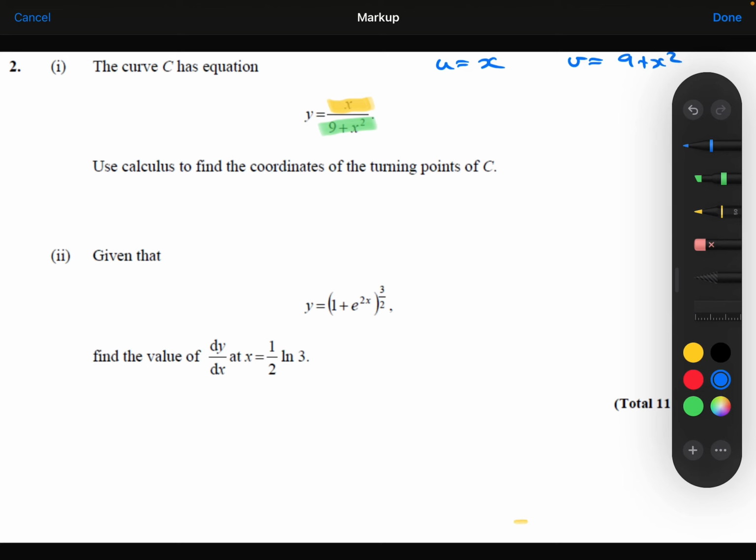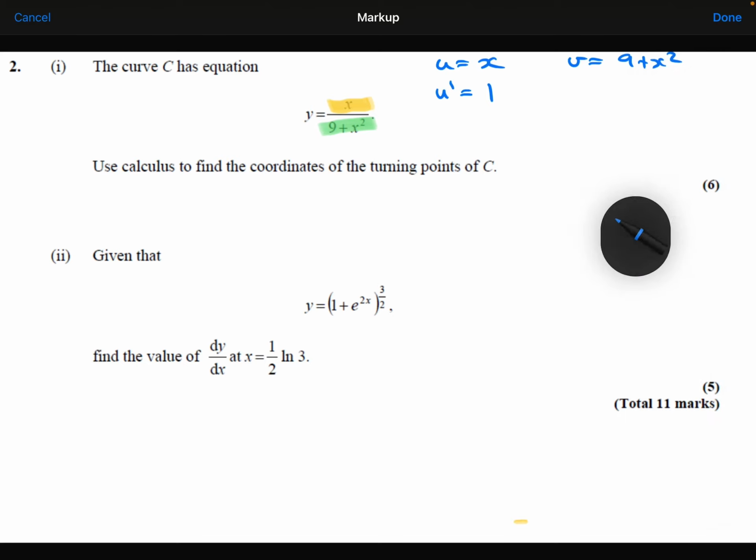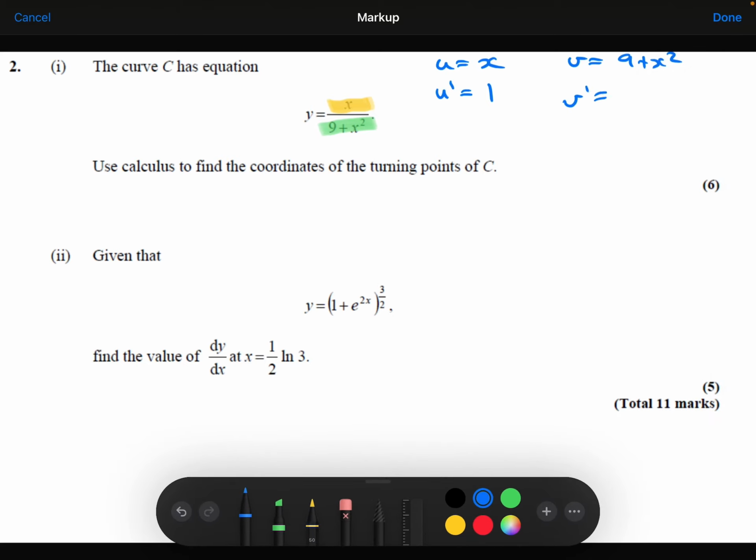We will differentiate this. So we'll differentiate the u first. So differentiating x, I get 1. Now differentiating v, differentiating the 9, I get 0, and differentiating the x squared, I get 2x.